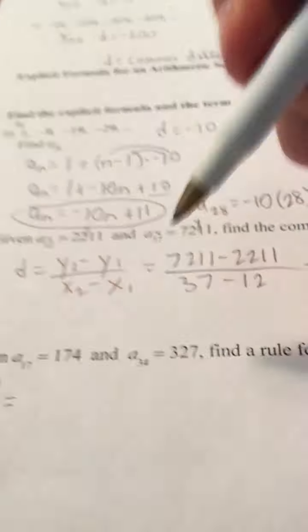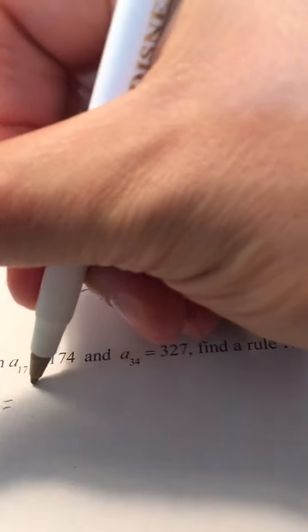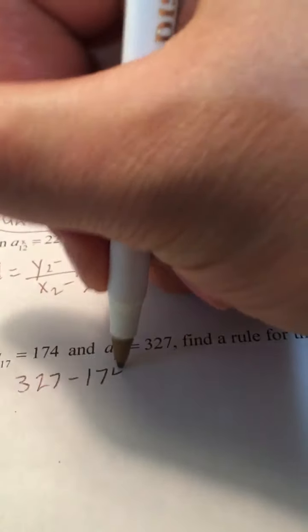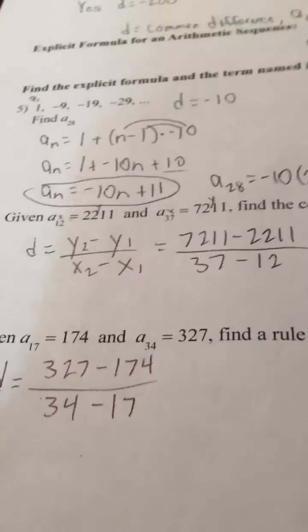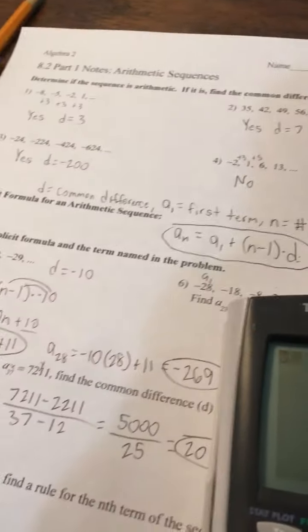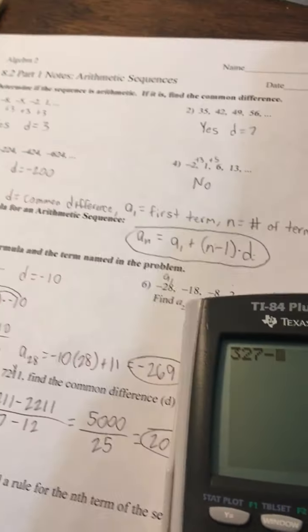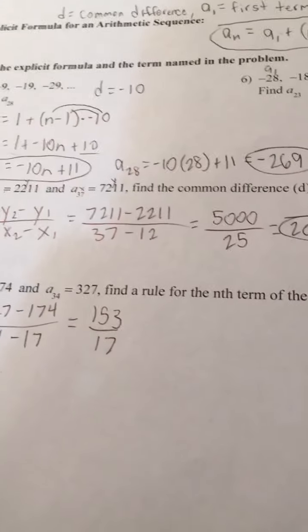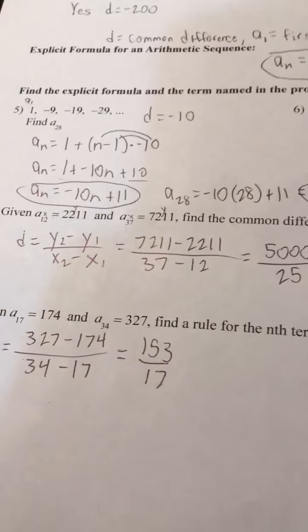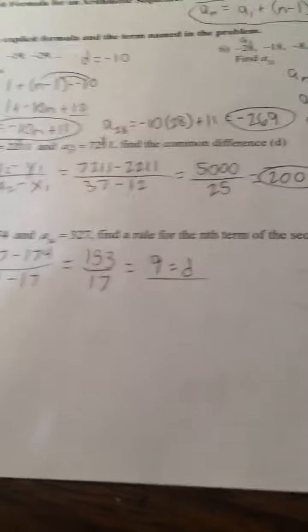I'm going to subtract the two y numbers on top, 327 minus 174, over the x numbers, 34 minus 17. And I want my calculator for this one. 327 minus 174 is going to be 153 over 34 minus 17, which is 17. And 153 divided by 17 is 9. So that's my D. That's my common difference. That's not the answer, but I need that.